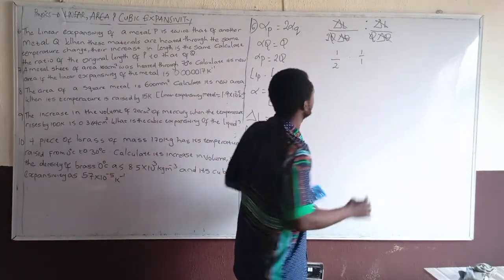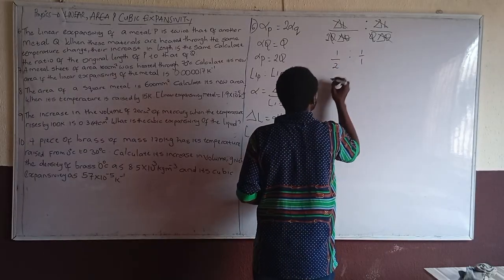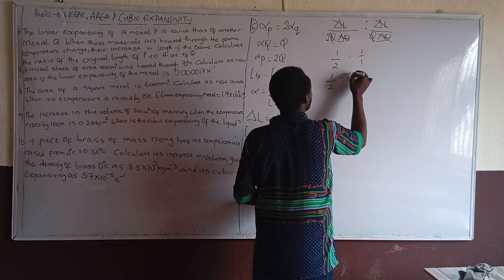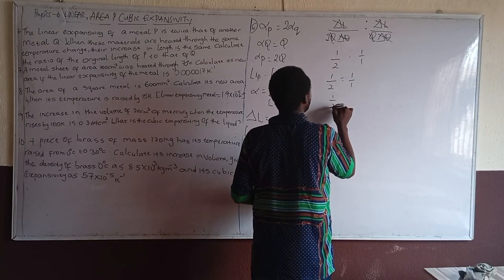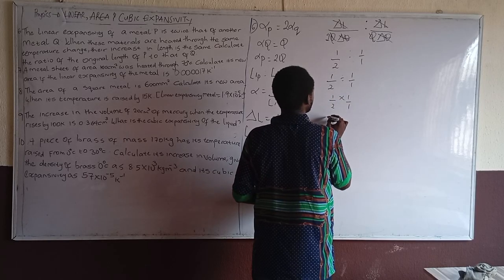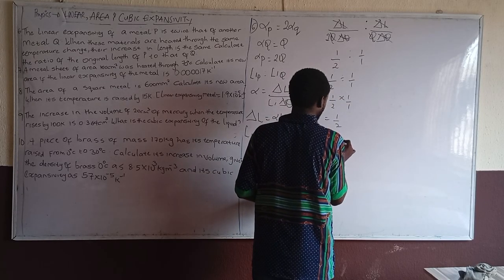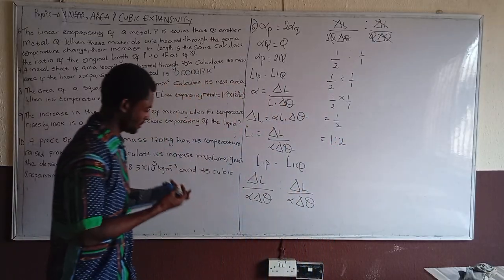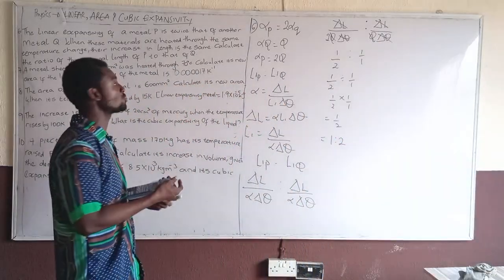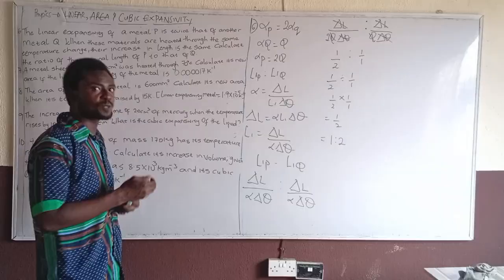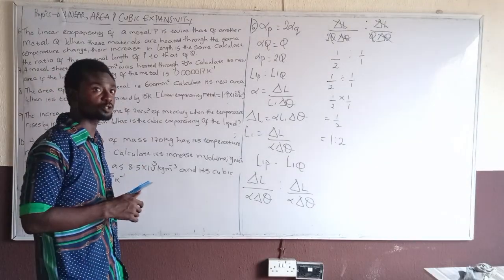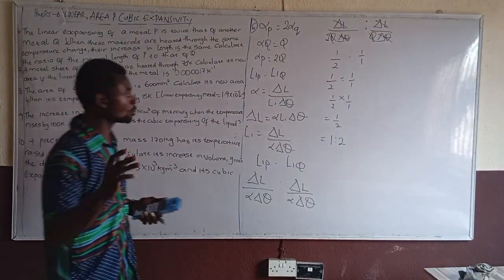And ratio means what? Division. So here becomes 1 over 2 divided by 1 over 1. That will be 1 over 2 times 1 over 1, that is 1 over 2. So it becomes 1 ratio 2. That is number 6. So let's quickly talk about area and cubic expansivity before we now solve number 7 to 10.